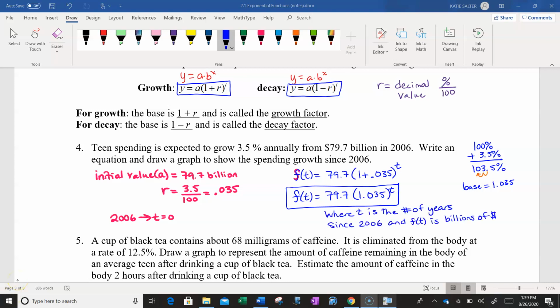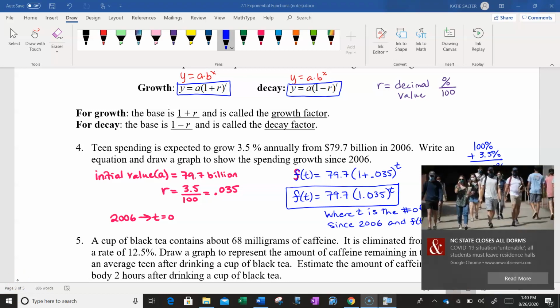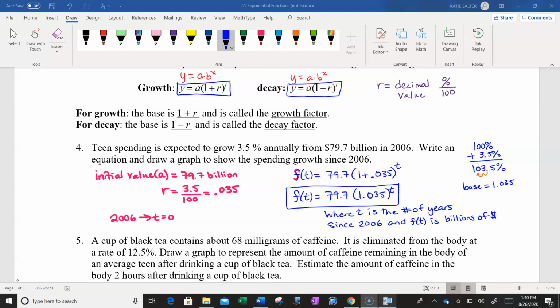And I'm going to go ahead and define my variables. So I'm going to say where t is the number of years since 2006, and f of t is in billions of dollars. All right.